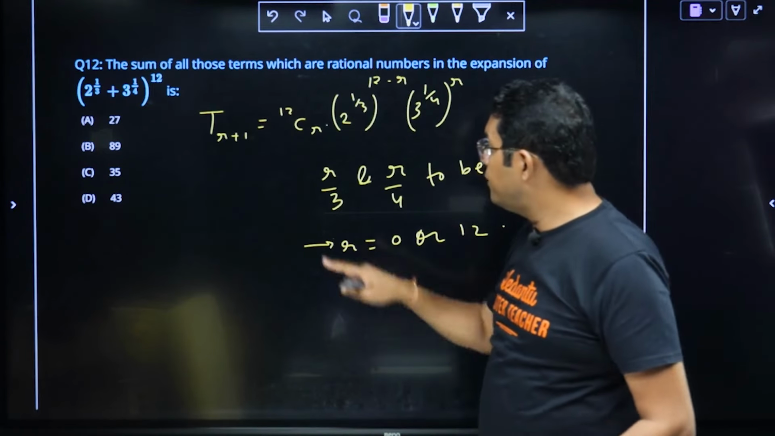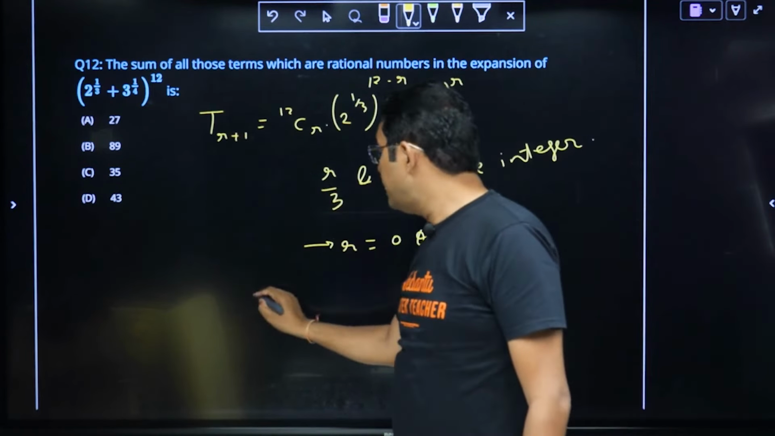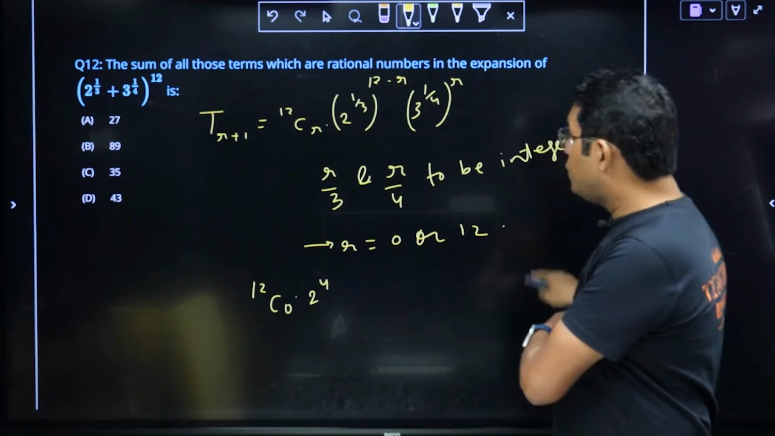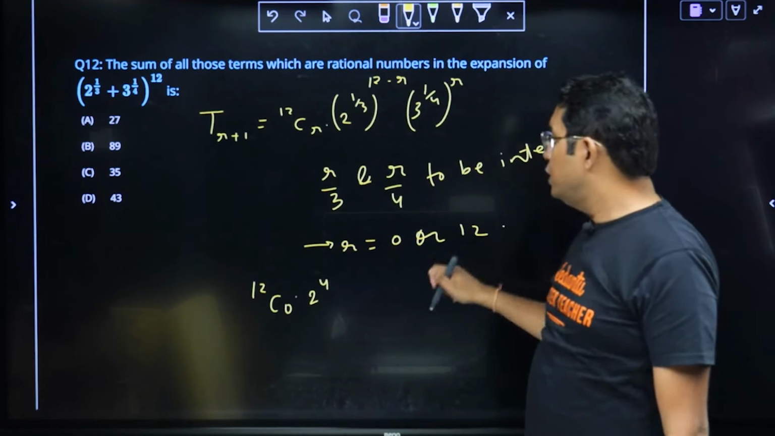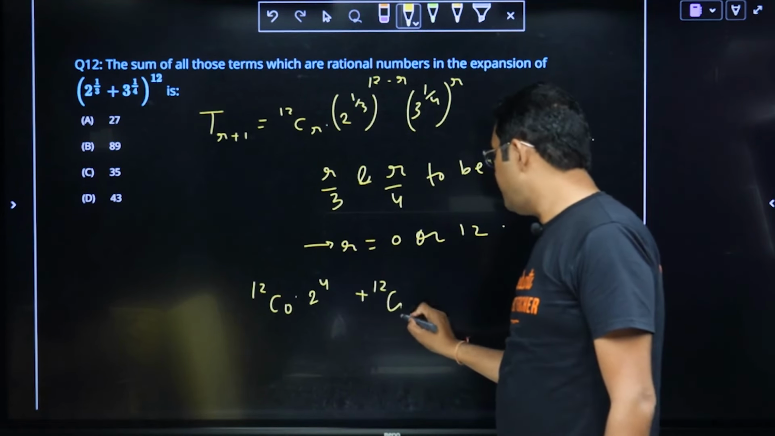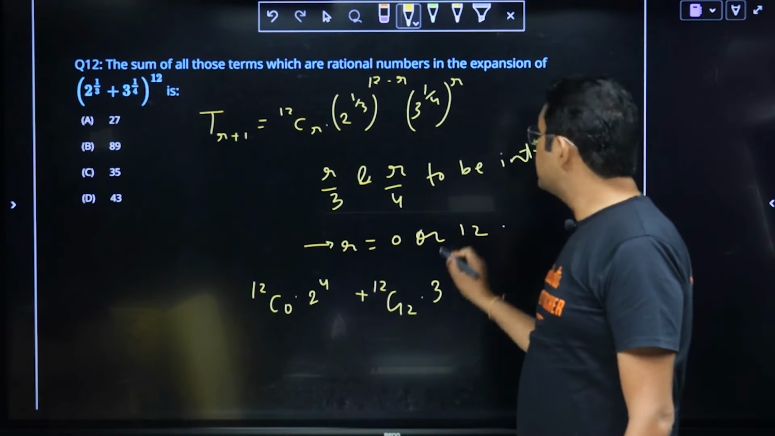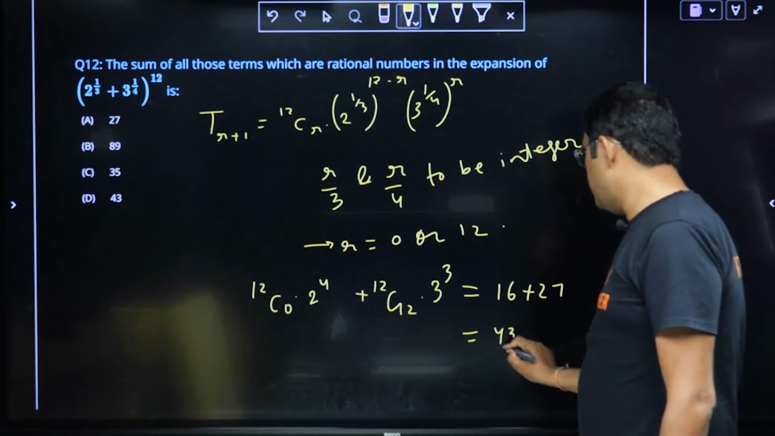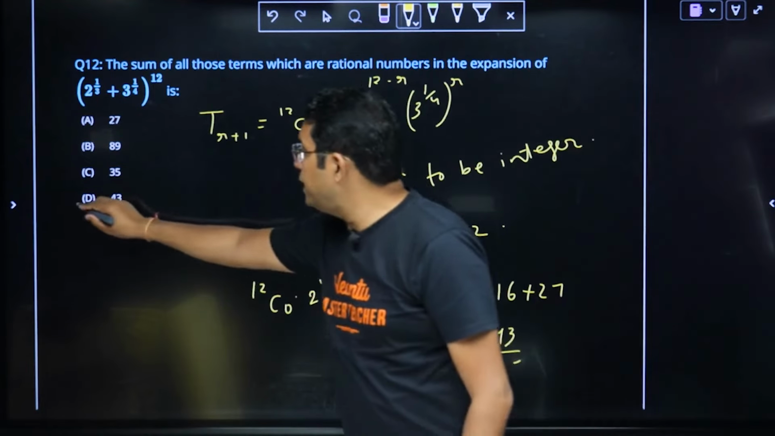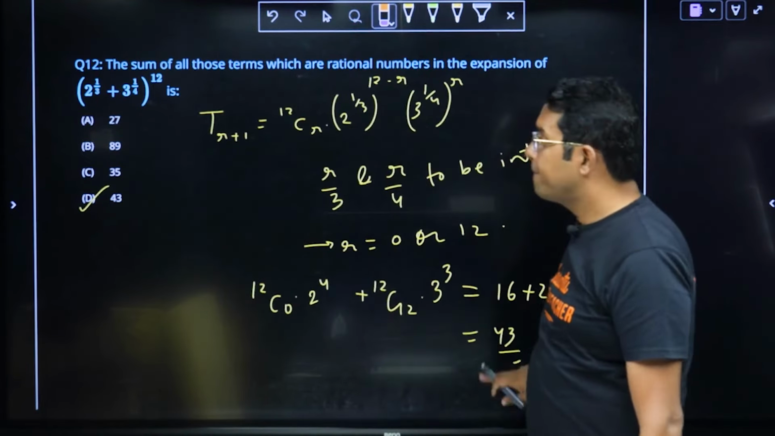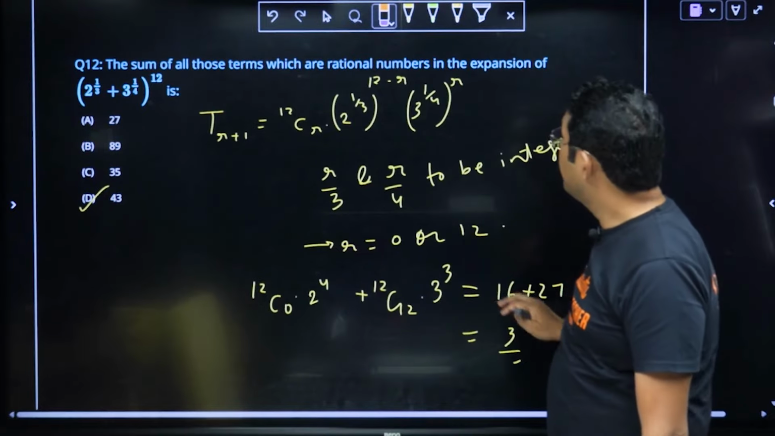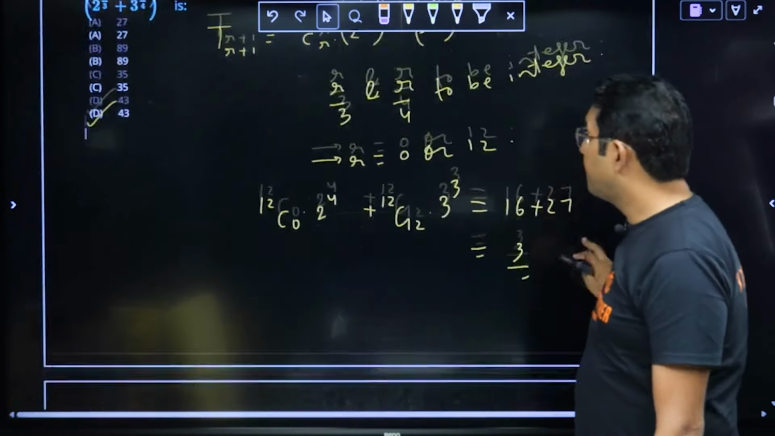So first term, when I put r equal to 0, that will be 12C0 into 2 raised to the power 12 upon 3, so it will be 16. And if you put r equal to 12, that will give you the last term. So that will be 12C12, and in this case it will be 3 power 3 here. They both are 1, 1. So it becomes 16 plus 27, that is 43. So the answer for this question is 43, that is D. Yeah, D.